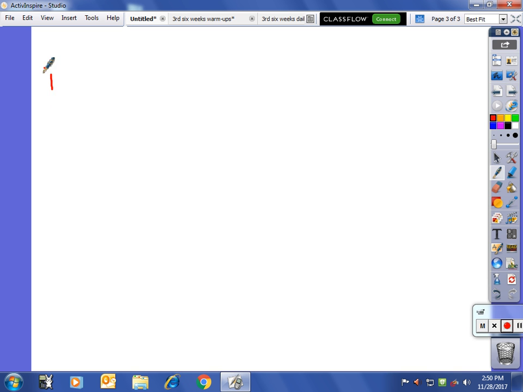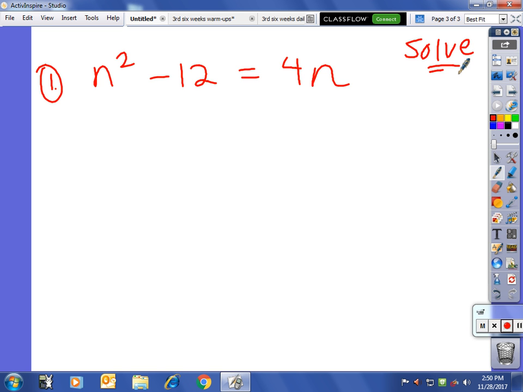Okay, here's our first example. Number 1, n squared minus 12 equals 4n. Okay, first of all, a couple of things that clue me into this is not just a regular factoring problem. It's got an equal sign. That means this is an equation that we need to actually solve. Now, it's not a normal equation. How do I know it's not a normal equation? It's got an exponent of 2. It's a quadratic equation. The way we solve quadratic equations is not the same as how we solve normal equations.